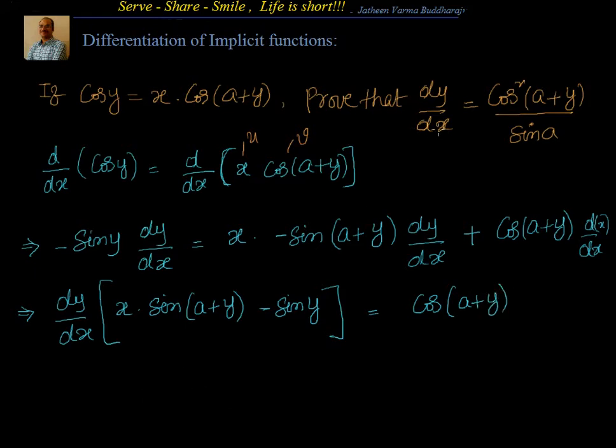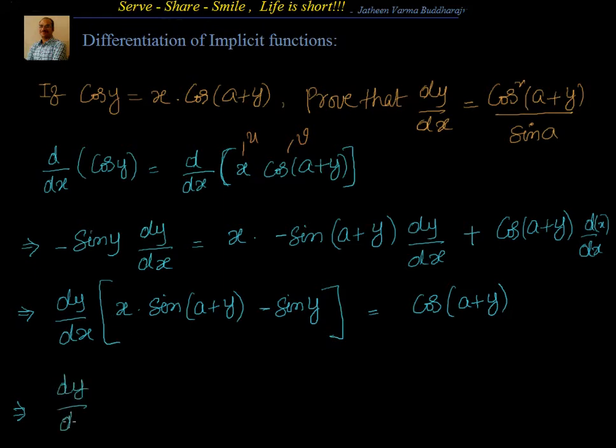Now if you look at the solution, we have dy by dx equal to cos square a plus y by sin a. There is no term involving x there, so let us try to convert the x value in terms of y. If you look at the definition, cos y equal to x into cos of a plus y, so can I write down x equal to cos y by cos of a plus y? That will make sure that I will not have any x terms there, so let me do that.